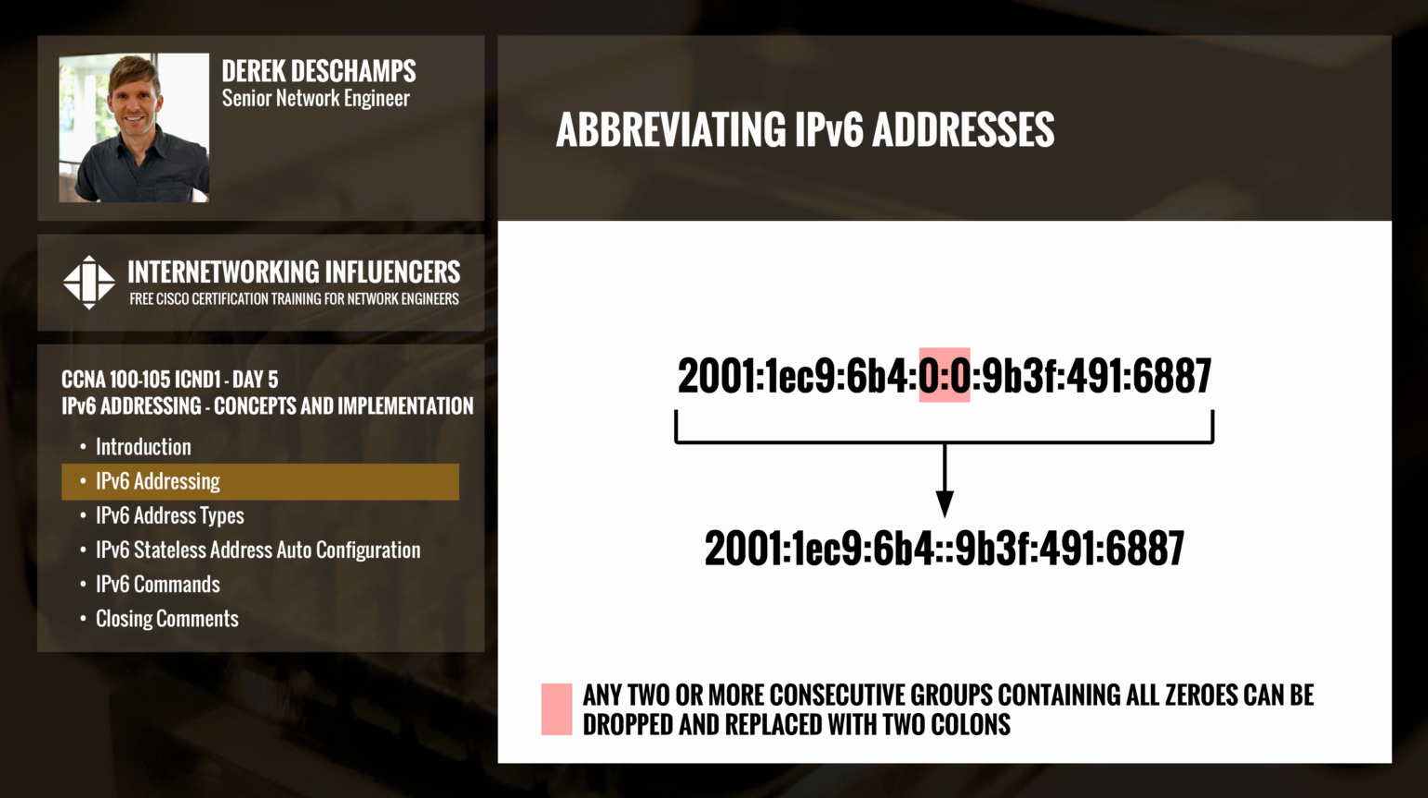It is also important to note that you can only do this once. So if more than one sequence of consecutive groups containing all zeros existed, you would apply this method to the largest consecutive group. If they happen to be equal-sized consecutive groups, you would apply this method to the leftmost group.